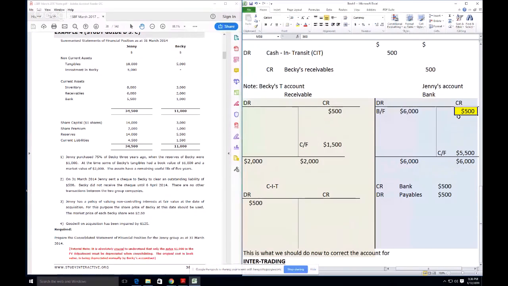On the statement of financial position, in terms of the bank, we are still going to add this to the bank. And this other one, the receivables here, is still showing 2,000. If we take it like that, we'll have to add it up. We're going to reduce this receivables, which is an asset, by this.